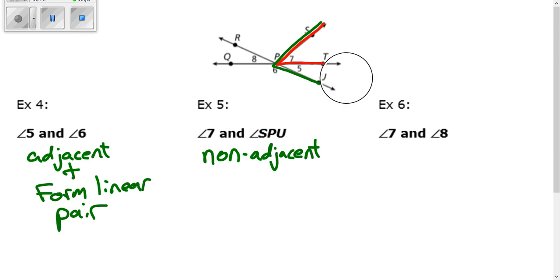Then example number 6. And angle 7 and angle 8. So there's angle 7, and then angle 8, the angle over on the left. So they share that endpoint, but they do not share a side. They are not side by side, sharing a side, so they are non-adjacent.